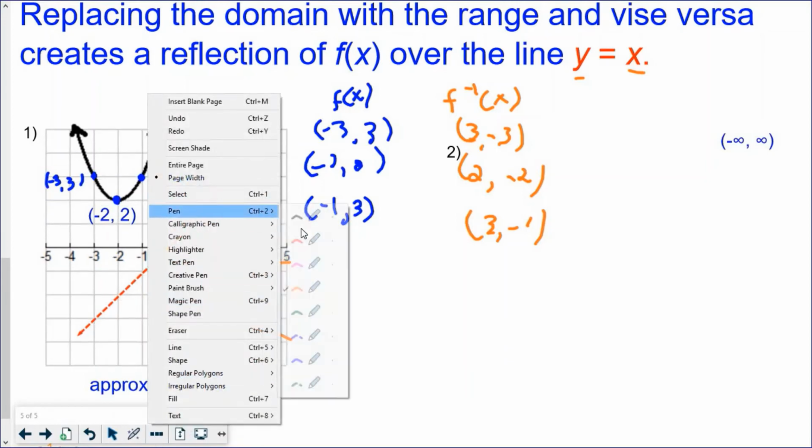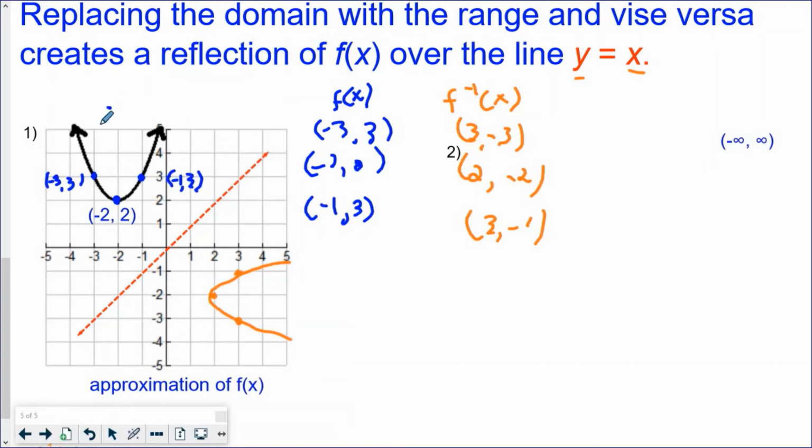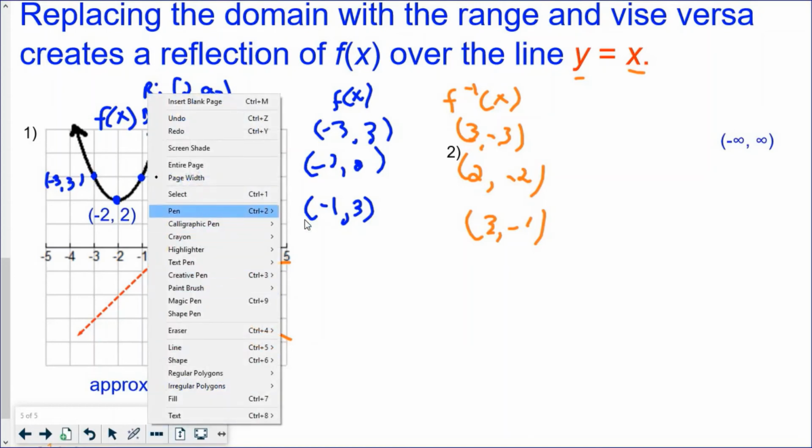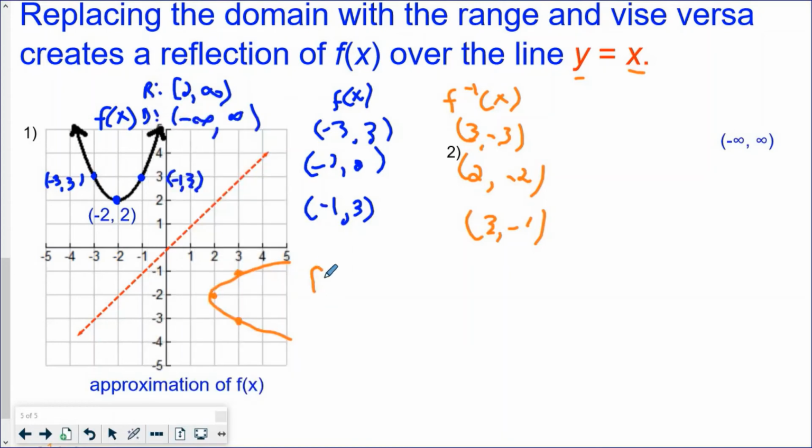Now, one other thing that I think is really valid to look at is this idea. This thing's domain would be negative infinity to infinity because it goes from left to right the whole time. And this thing's range would be, remember, output 2 to infinity with an inclusive bracket. Well, what's interesting about that is that, again, because the definition is to replace the domain with the range and the range with the domain, if I look at the graph below, and this is my inverse, watch what happens when I try to analyze the domain.